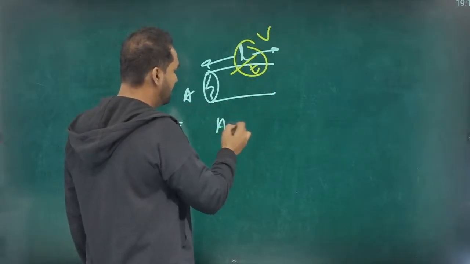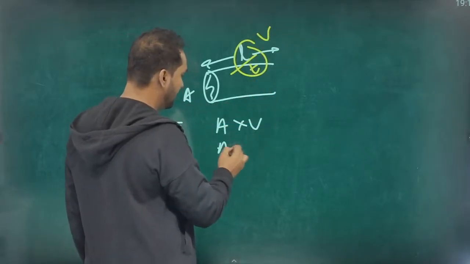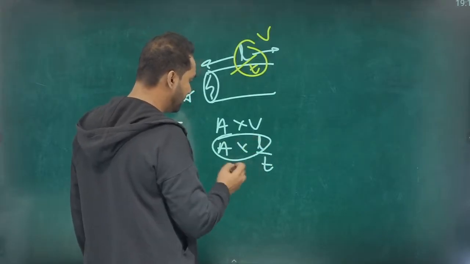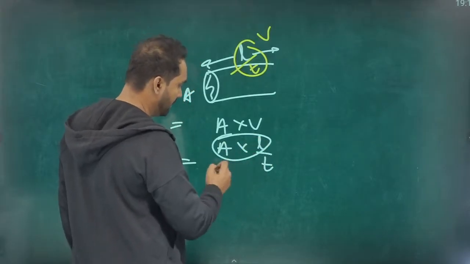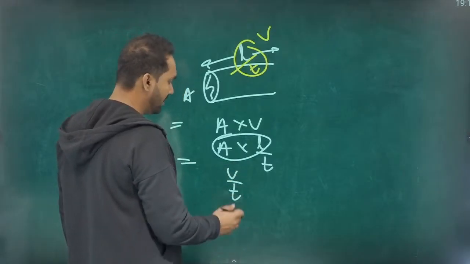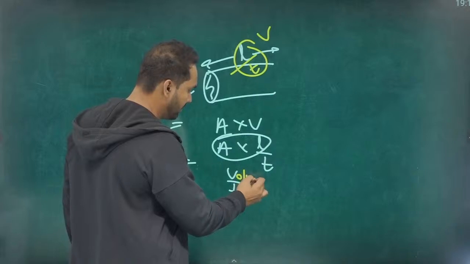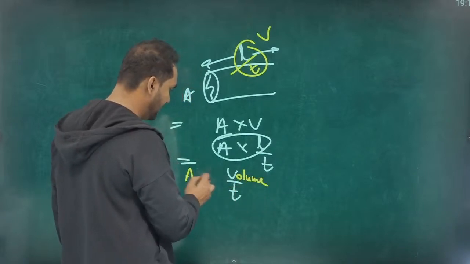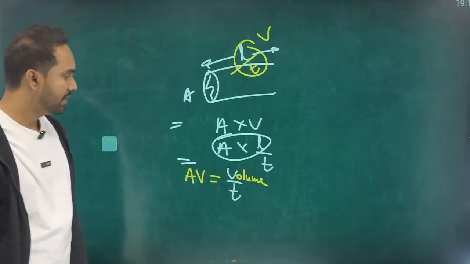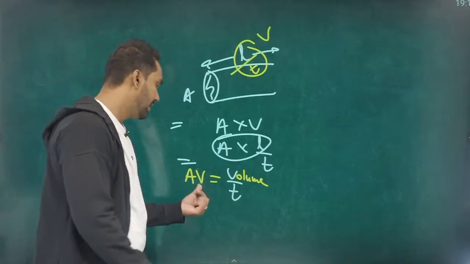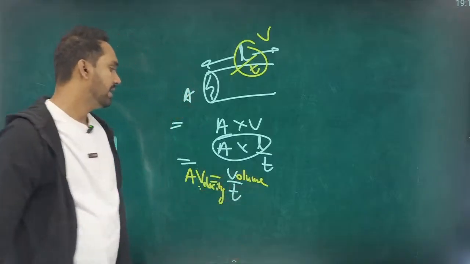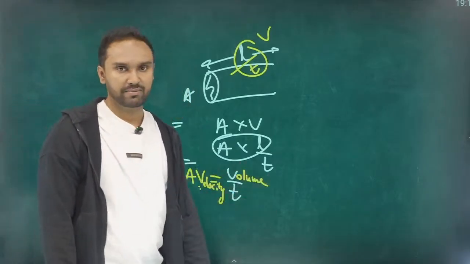So A into V means A into L divided by T. A into L is volume, so it's volume divided by time. So AV basically is volume divided by time. A is the cross-sectional area, V here is velocity. Cross-sectional area into velocity equals volume divided by time.